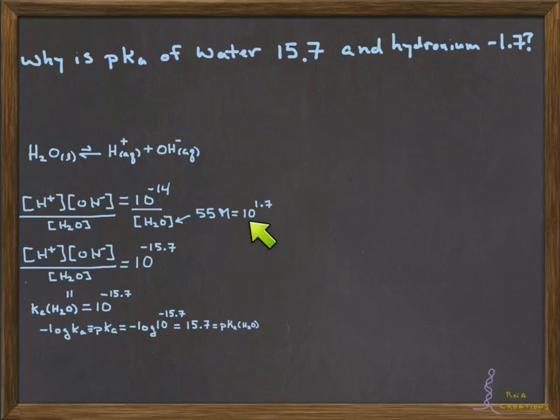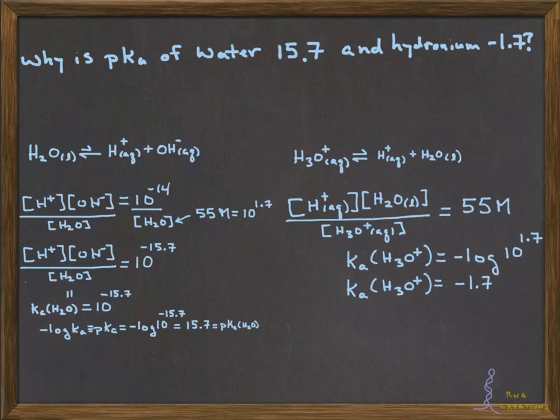And you can show that 55 molar is equal to 10 to the 1.7. And so if I have 10 to the minus 14th over 10 to the 1.7, that's equal to 10 to the minus 15.7. And then if I take minus the log of both sides, I get that the pKa is 15.7, or that the pKa of water is really 15.7, not 14, when I take the 55 molar water into account. And that's important in physical organic chemistry when you're doing relationships, structure-function relationships between different acids.